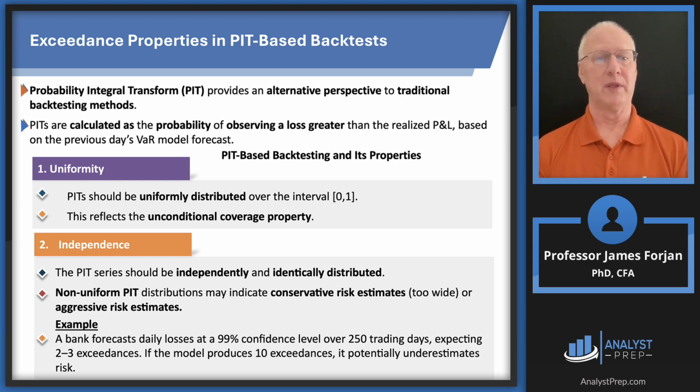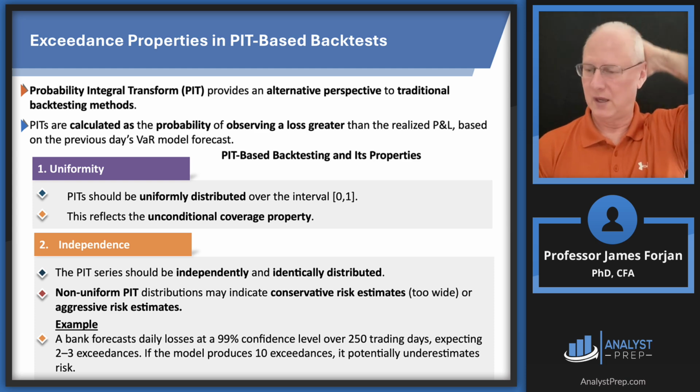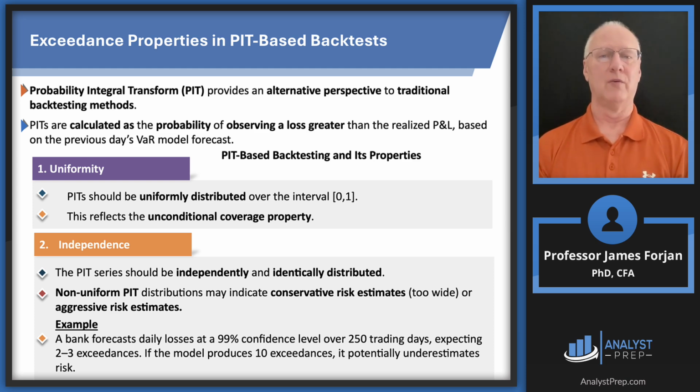So here are the properties once again. We need to have a uniform distribution. Remember, that's the interval of 0 to 1. That simply means that every possible outcome has the same probability. I always like to use the flipping of a coin or the rolling of dice.